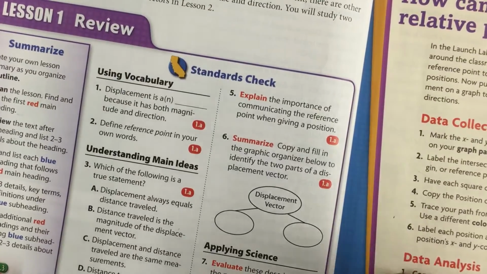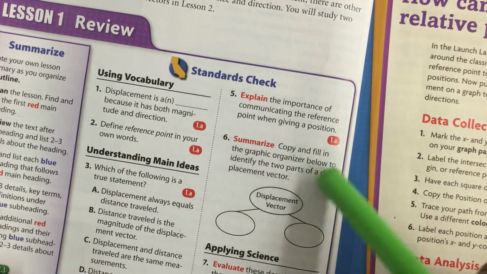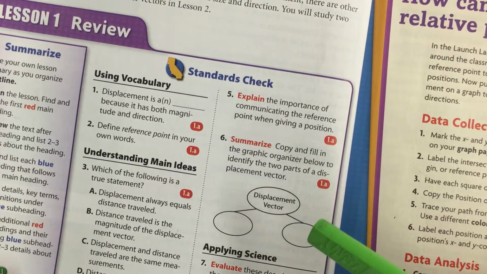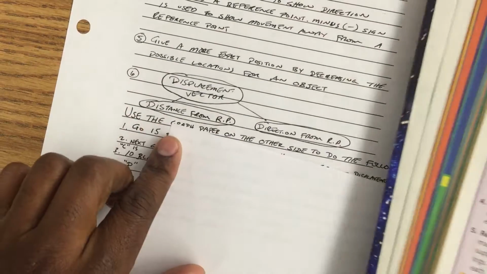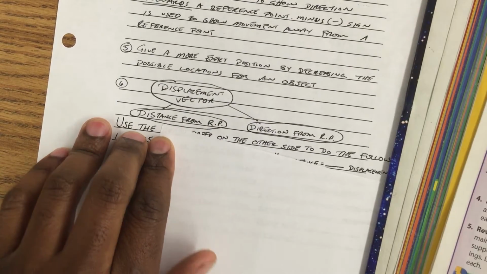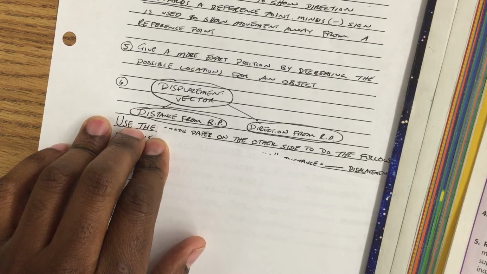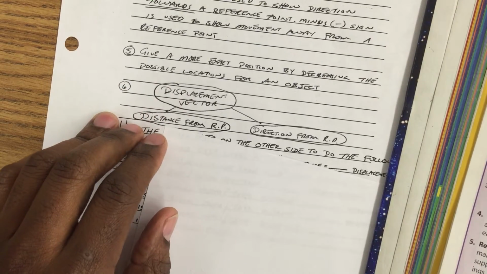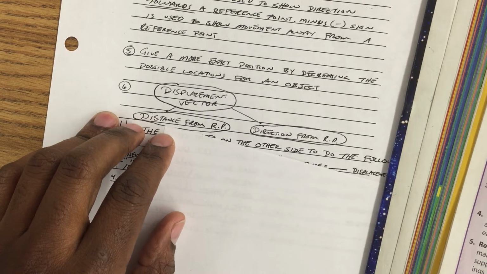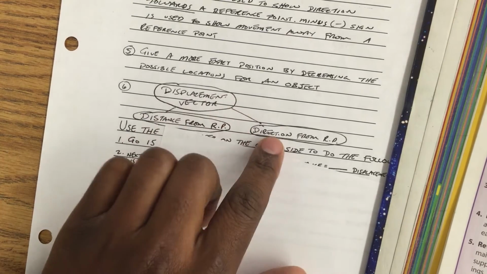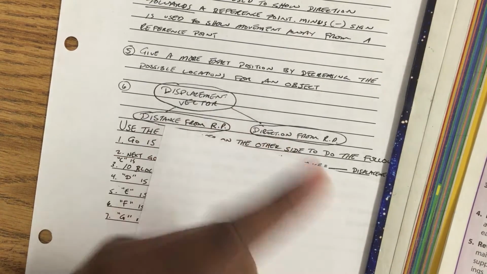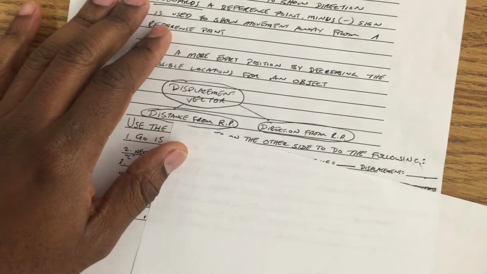All right. The last one, number 6, it says copy and fill the graphic organizer below to identify the two parts of a displacement vector. Well, you know that all vectors have size and direction, but the specific size of the displacement vector is actually the distance from the reference point. So if you say I went 50 meters east, or if that's your displacement, then that 50 meters will be the distance from whatever reference point you pick, and the direction will be whatever direction you are from your reference point.